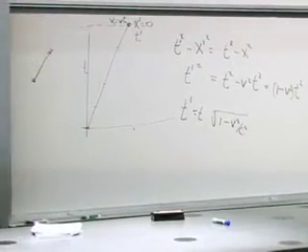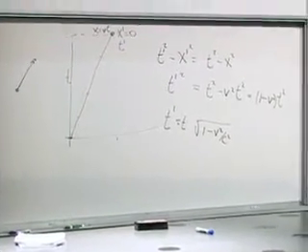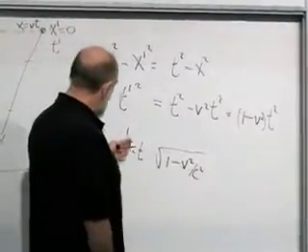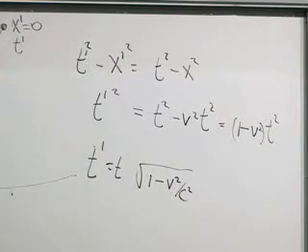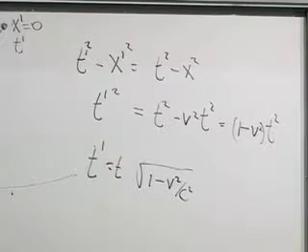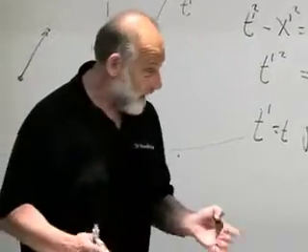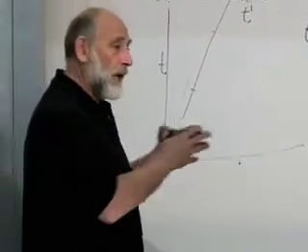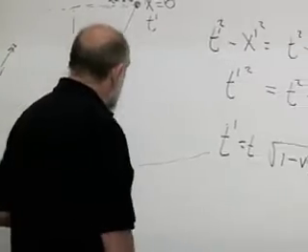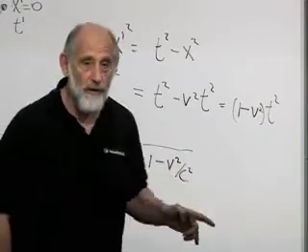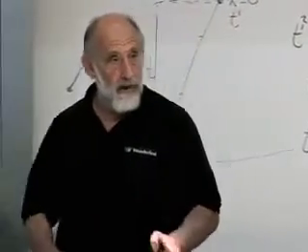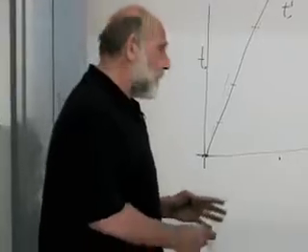V squared over c squared is typically a very, very small number. So this is almost t prime equals t, but with a slight discrepancy. This is the time dilation of a moving clock. Now, how can it possibly be that we have relativity, which says there's a complete symmetry between the moving observer and the stationary observer? How do we then account for the fact that the stationary observer sees the moving observer having his time slowed down? What does that mean if we look at it the other way?